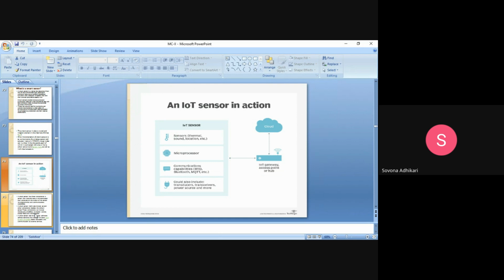Suppose there is lightning outside of your residence, a smart sensor senses it, that is there is a huge sound, and it is associated with a microprocessor which alarms the system, so that it takes appropriate steps. Communication capability, and there is a receiver also to receive the input and the signals.